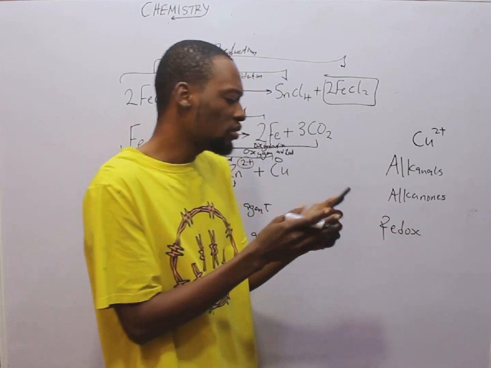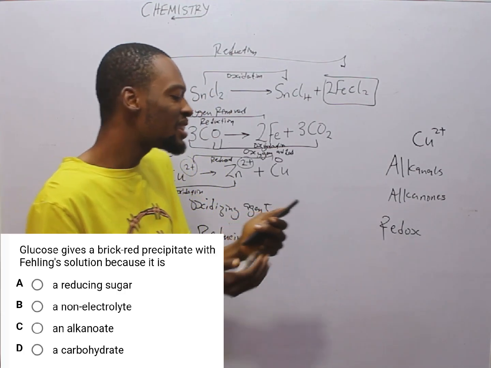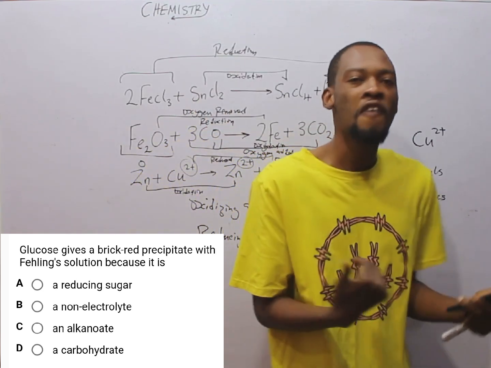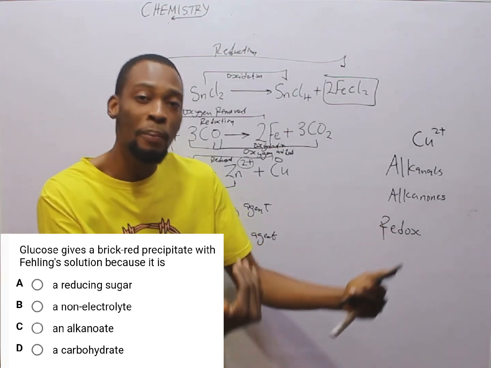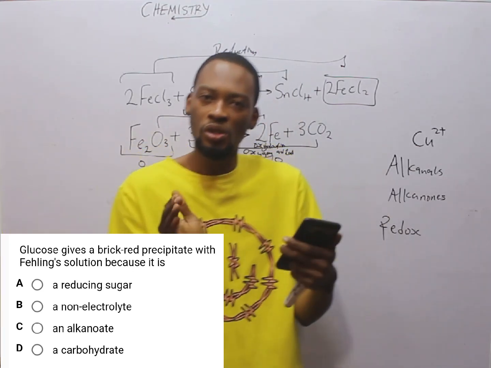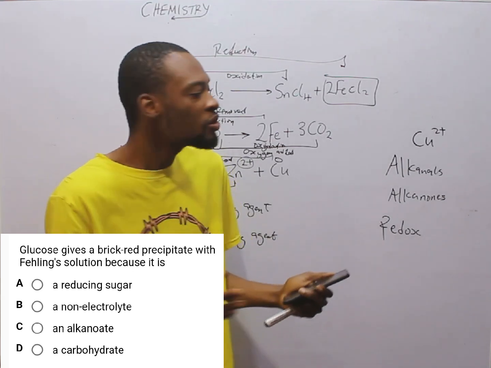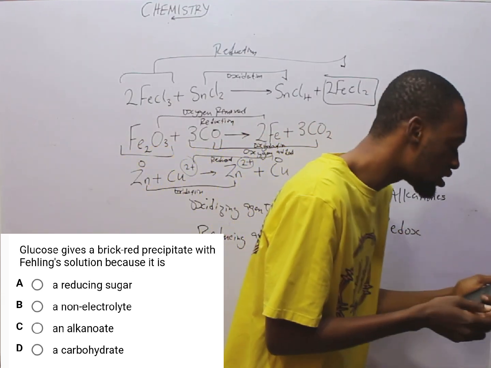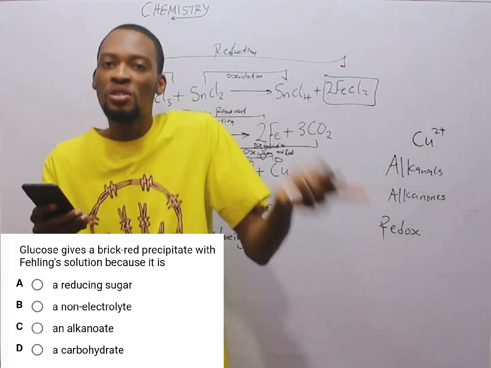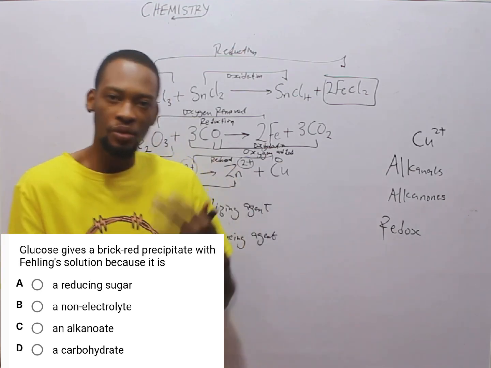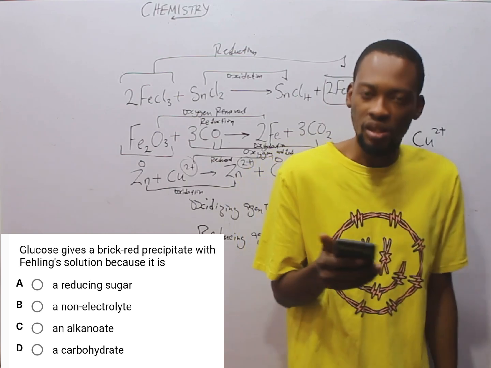Look back at the question. Glucose gives a brick red precipitate with Fehling's solution because it is a reducing agent. To know whether this element or species or compound is a reducing agent, we use Fehling's solution. Now what happens? Fehling's solution will change from blue to brick red. You know that, wow, this is a reducing agent. Therefore, glucose is a reducing sugar because it turns Fehling's solution, which is a mild oxidizing agent, which is blue, to brick red. So it is because it is a reducing agent. So option A is correct.